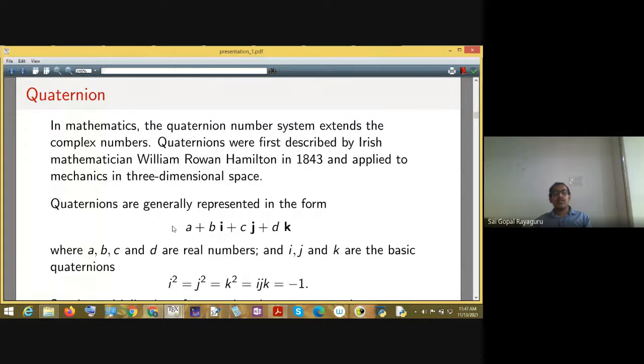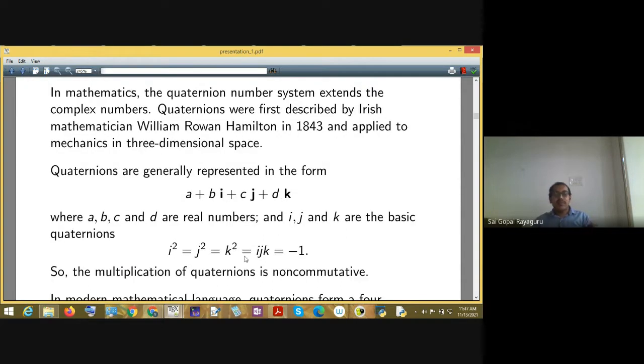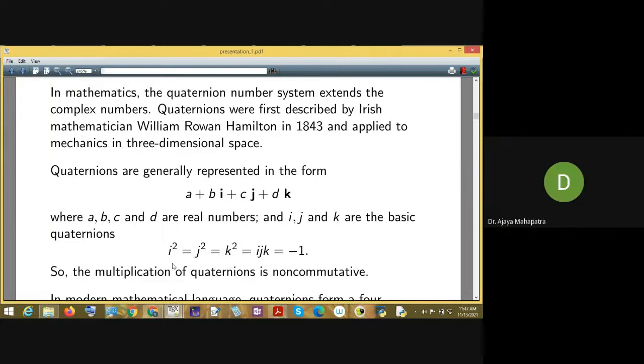So quaternions are usually represented like this: a plus b times i plus c times j plus d times k, where this i, j, and k are basic quaternions. And the multiplication over these quaternions is defined like this.